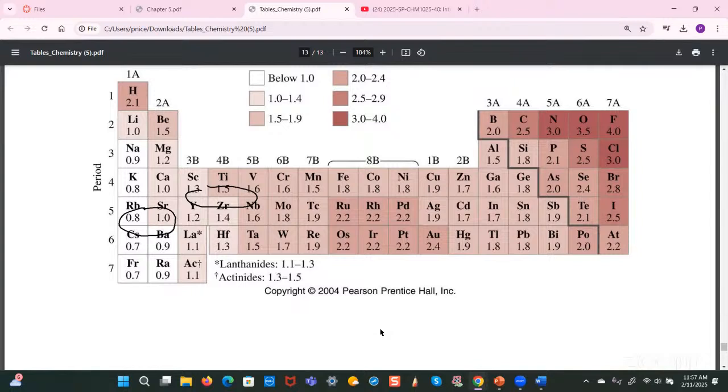Silicon or sulfur, which one would be first? Steering right at you right here. Which one has a lower value? Is it the silicon or is it the sulfur? Silicon, exactly. So let me go back here and circle this silicon.